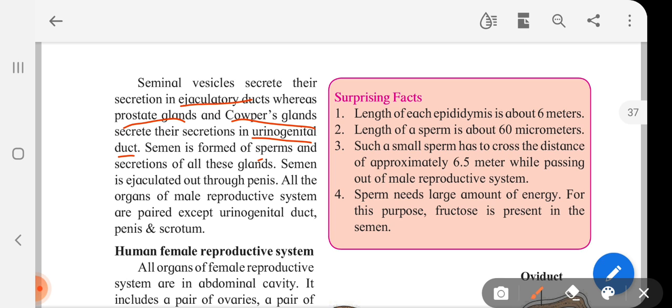Semen is formed of sperms and the secretions of all these glands. Semen is ejaculated through the penis. All the organs of the male reproductive system are paired except the urinogenital duct, penis and scrotum. All the other parts except these three are paired, meaning they are in a set of two. This one surprising fact is being removed from the syllabus.